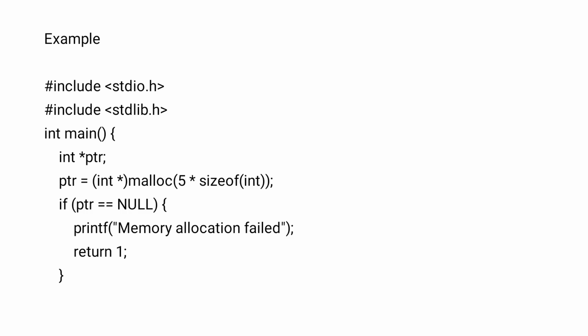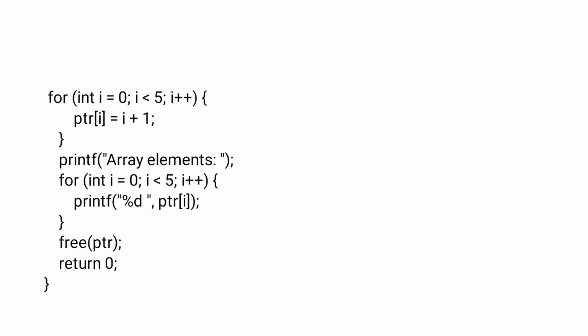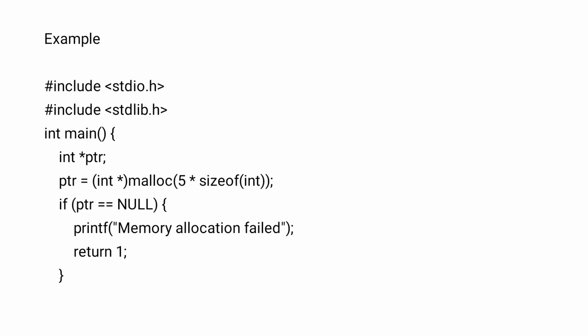Example, a very simple example only. In this example we are going to allocate memory for 5 integer variables, and in those 5 memory locations I am going to save some values, and I am displaying the values. This is the program. First we are including the stdio.h header file, and then the stdlib.h header file. Inside the main function I am declaring a pointer variable of integer data type, so int star ptr.